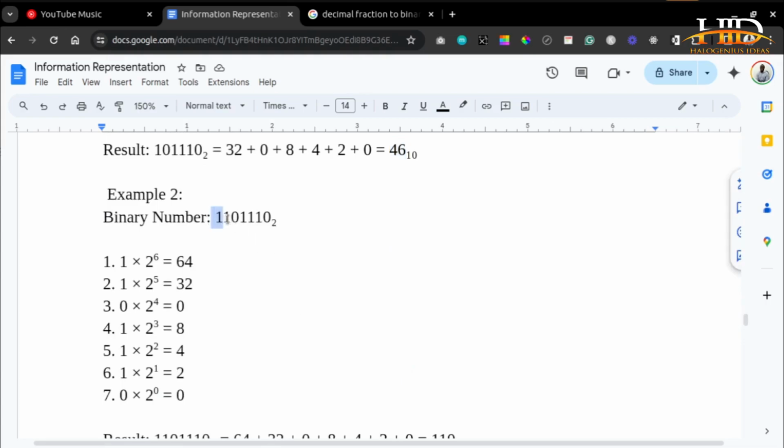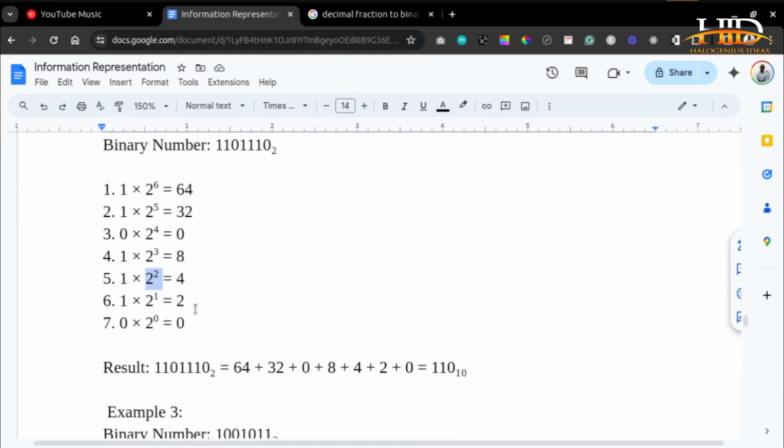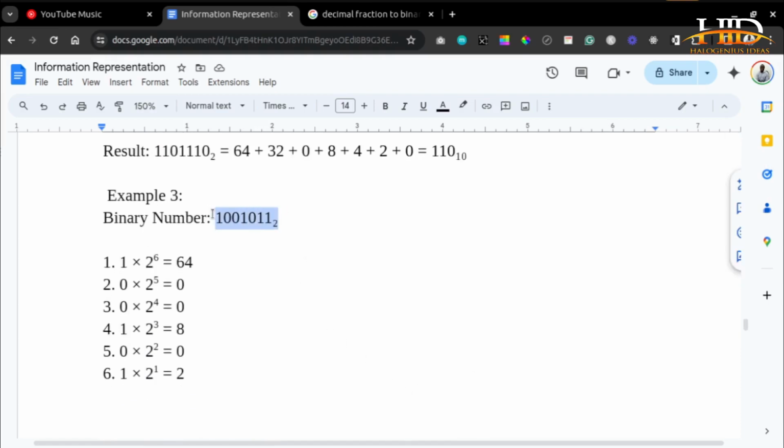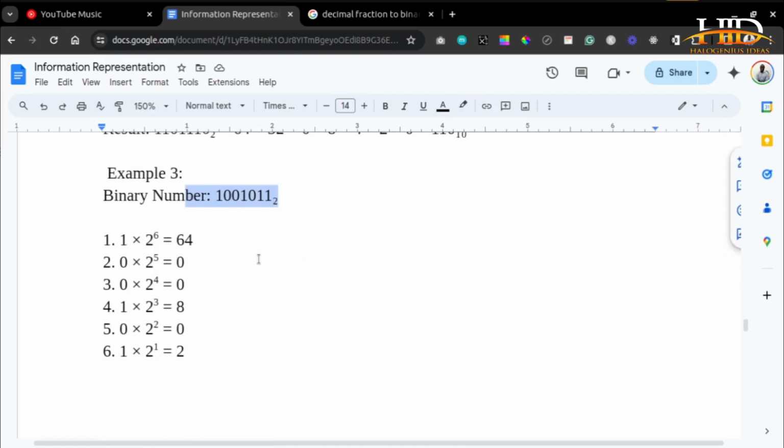So you do the same thing for this one. Just all these numbers over here, 1101110. Multiply this last digit over here by 2 raised to the power of 0, this next one by 2 raised to the power of 1, the next one by 2 raised to the power of 2, and the list continues like that. Add up all these results and you get your number in base 10. So this is also one other example that you can use to toughen up.